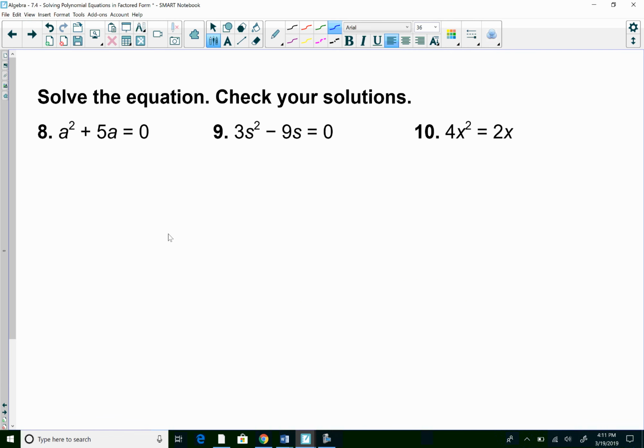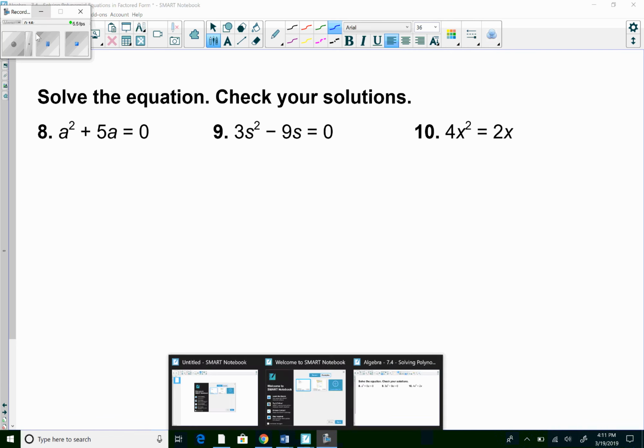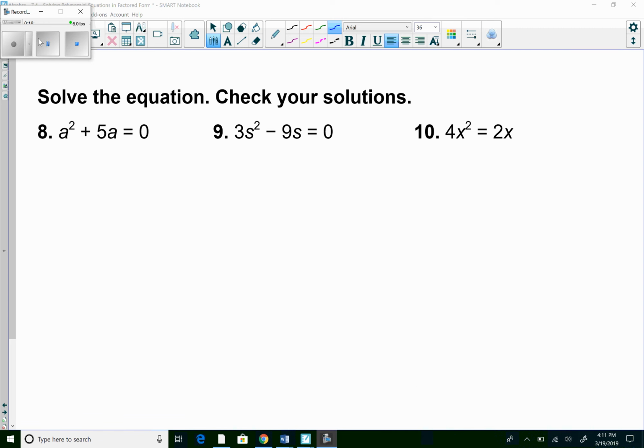Go ahead, try 8, 9, and 10. See what you can come up with. Pause the video. I'm going to pause my video, and then we will go on. We'll do the word problem together, and then you will be done.